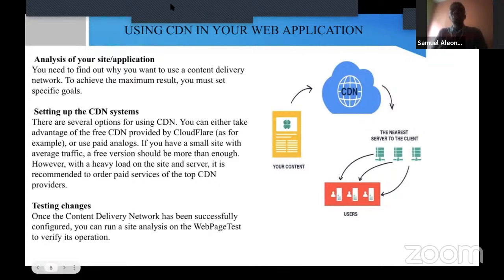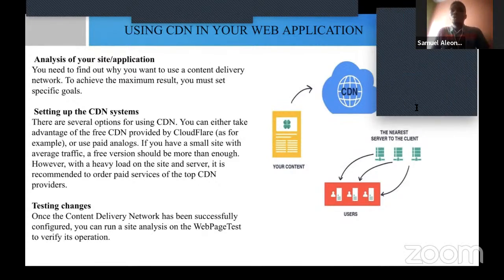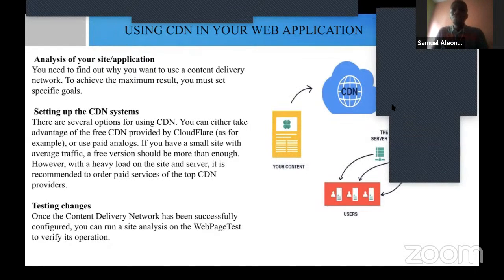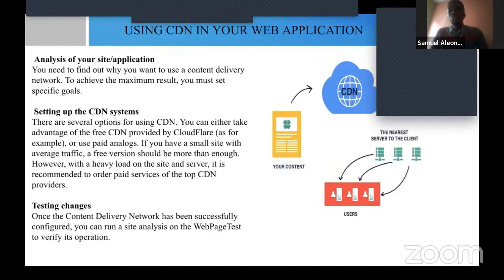So after you have set up your CDN and used it on that web application, you will now test the difference. You will test the changes before and after. Is this successful? Once you have tested that and you discover there's been improvement in the speed, you can say that you have successfully used CDN in your web application for the purpose of increasing the speed or improving the user experience.